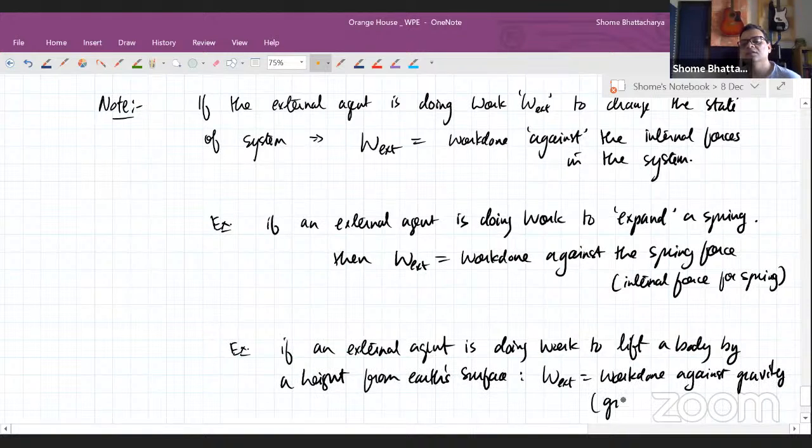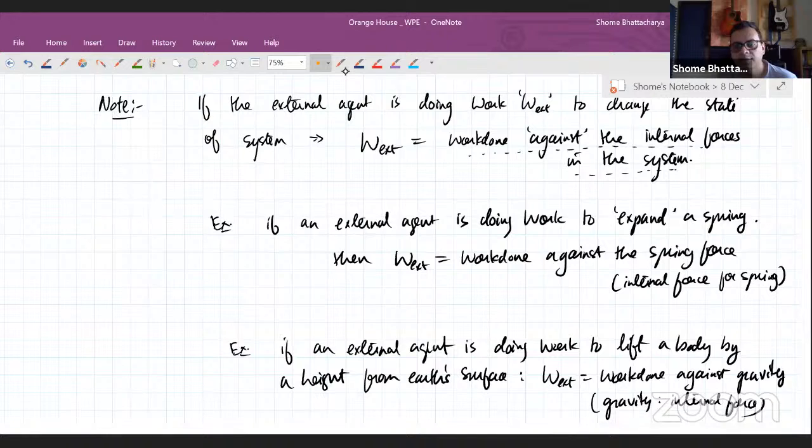So gravity in this case is the internal force for the system. So this work done by the external agent is the work done against the internal force within the system. Okay. So make a note of this point and these examples, then I'll elaborate more about it.